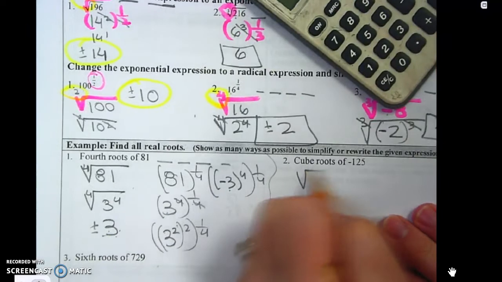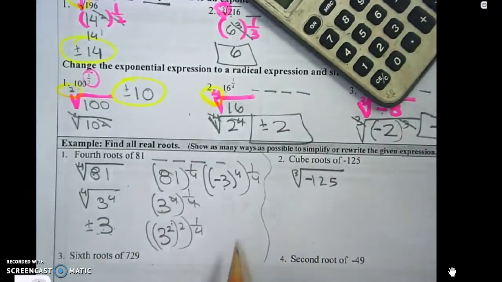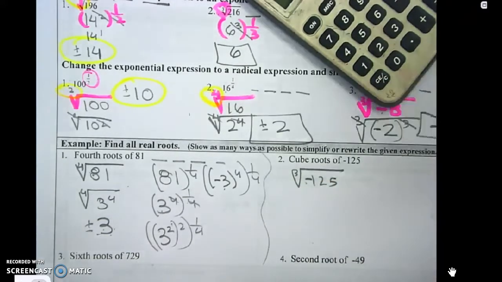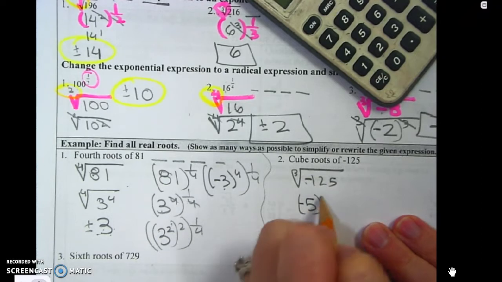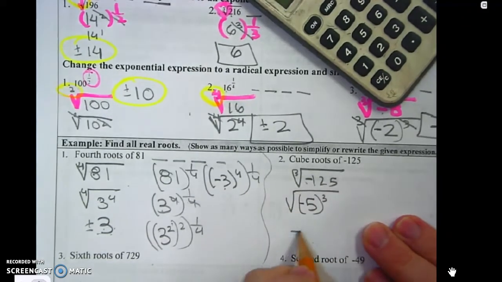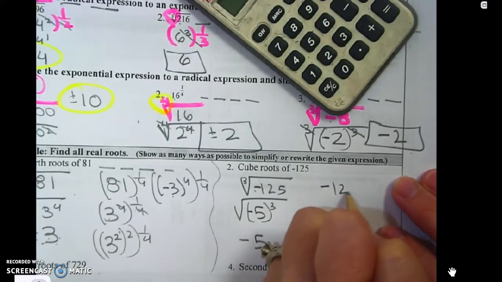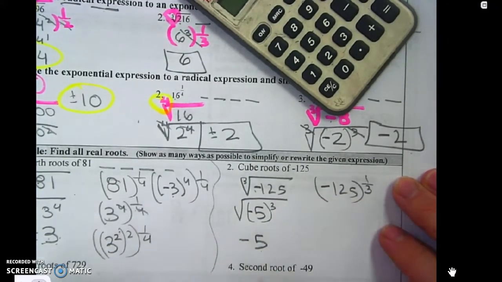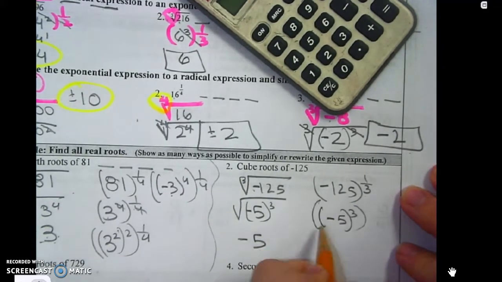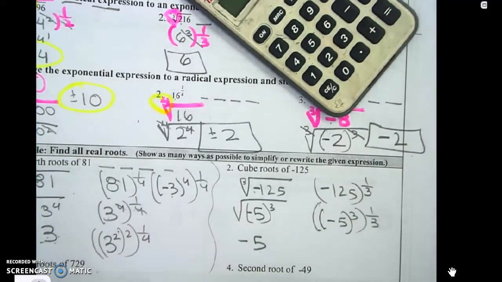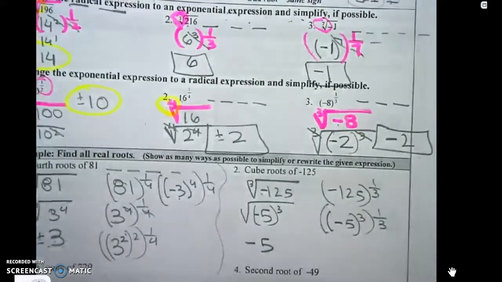Cube root of -125. Put the little 3 in there. -125. When you're seeing the negative, ignore it. What times what times what is 125? That's 5. And simplify this: -5. There is no plus or minus. Exponential form, -125 to the 1/3. You know I'm going to put something like this on the test. -5 cubed to the 1/3, and that's a bunch of ways there. Okay, let's do the next one.